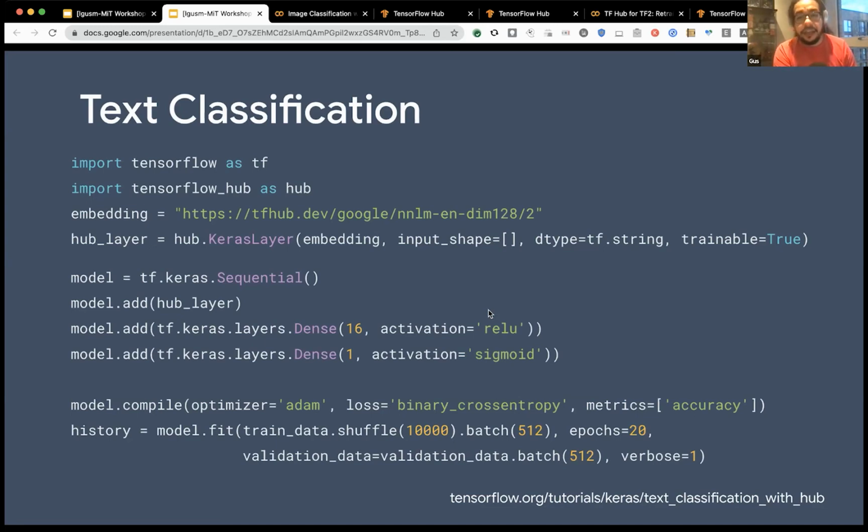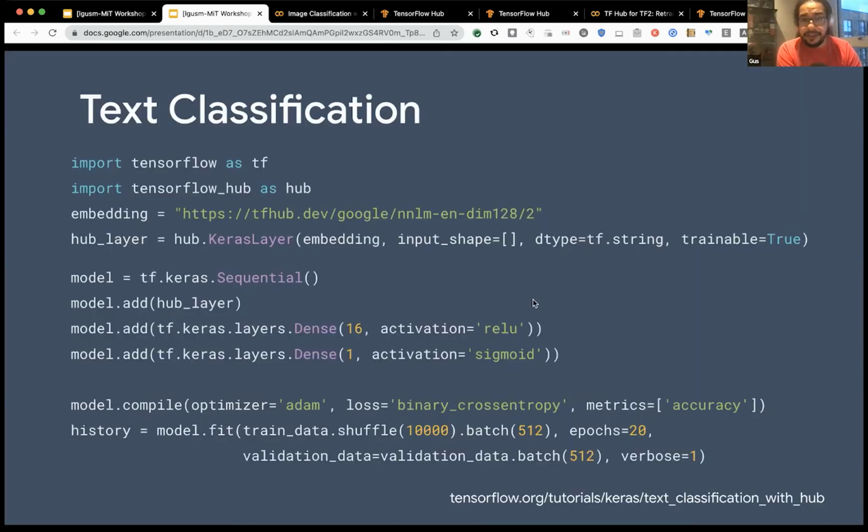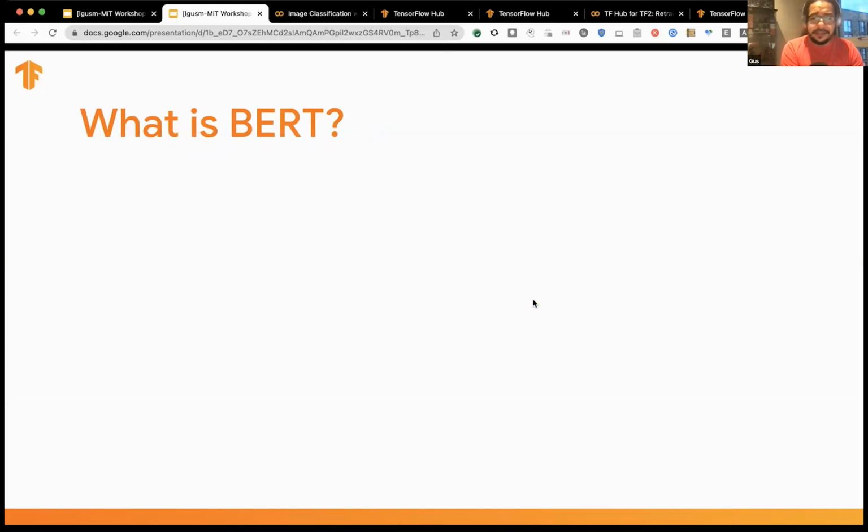Easy as that. And if you want to get better results, you can just change the embedding to a better, bigger one. This one, as you can see, is using 128 dimensions instead of the 50 that I showed in the previous slide. Easy as that, right? But I'm going to be honest here: that embedding, this NNLM, is good. It's okay, but it's not amazing. Let's say it like that, right?